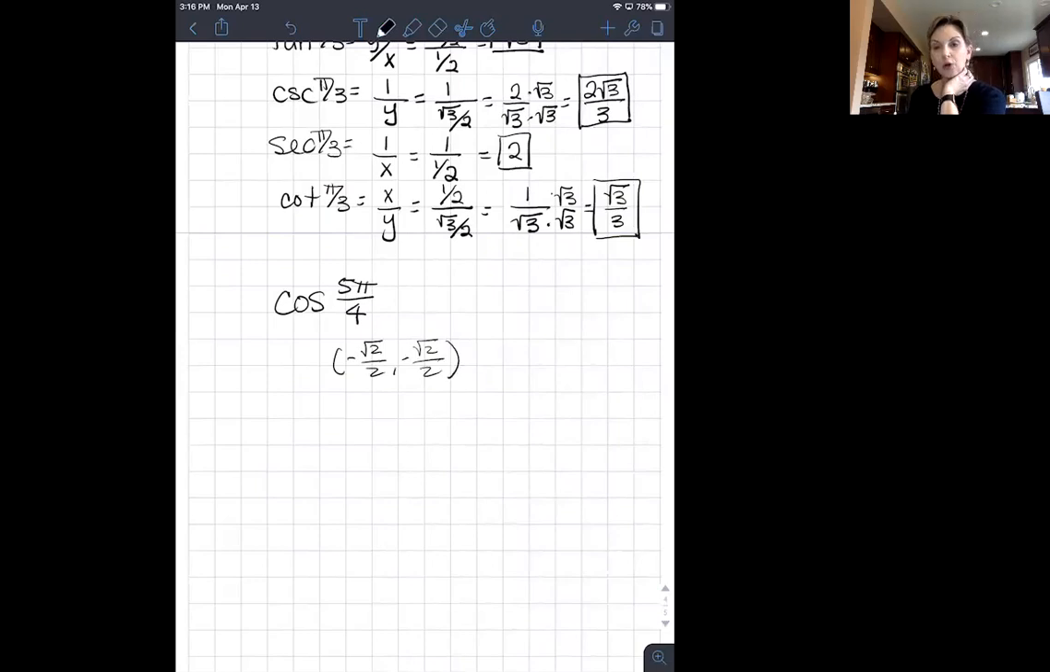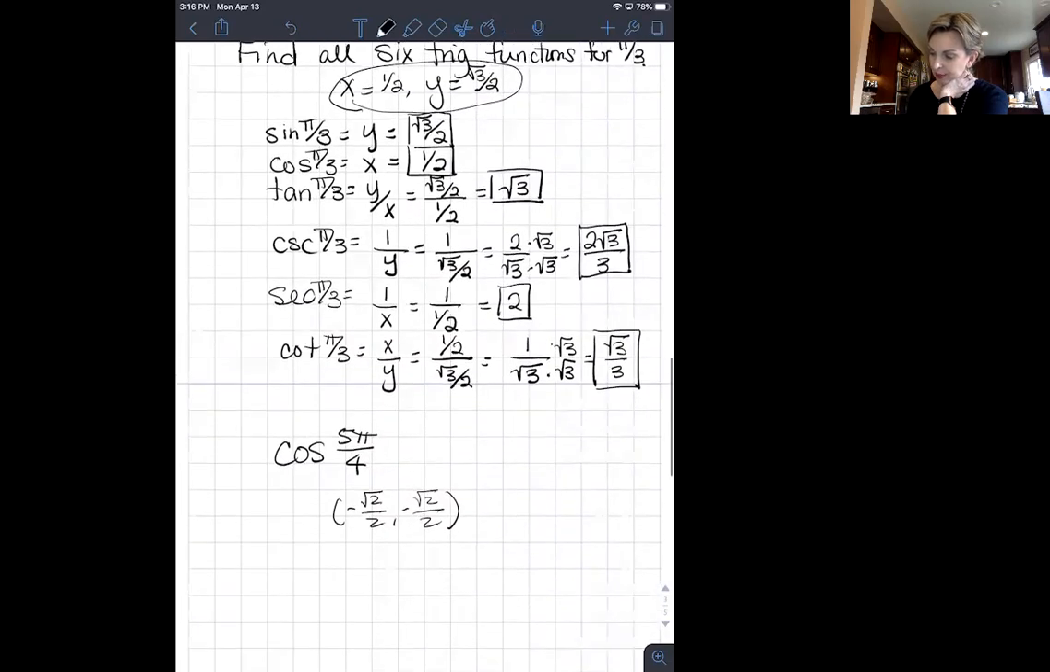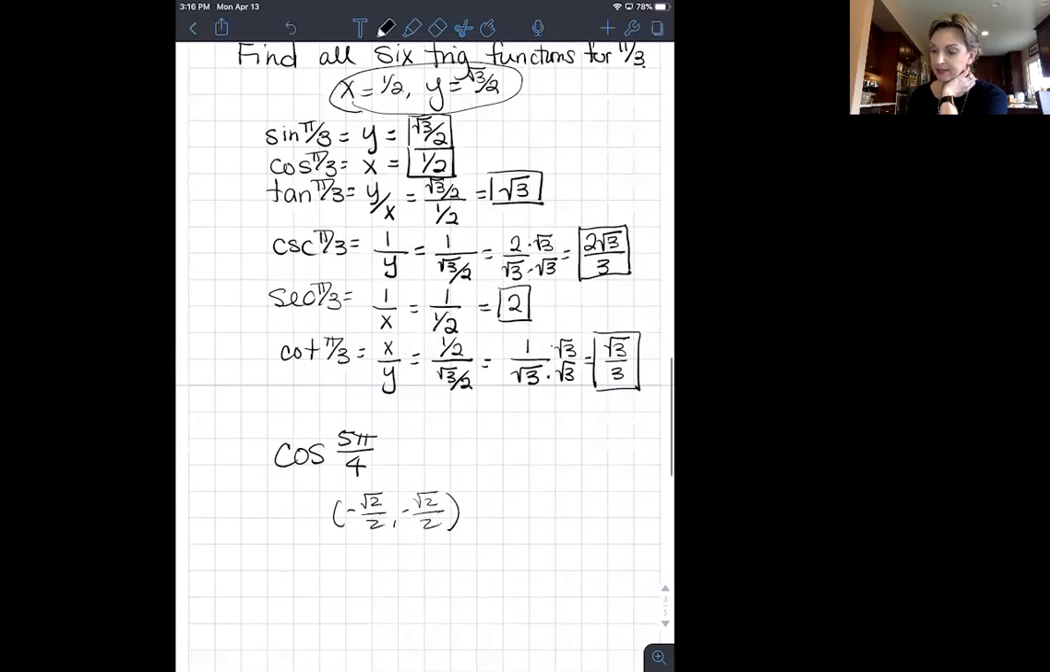Okay, I want to know the cosine for that terminal point. Cosine is the x value. So that means that my answer is the x value, or negative square root of 2 over 2, just like that. Now that's the exact value, okay? That's the reason we want to use the unit circle, because it gave me the exact value.